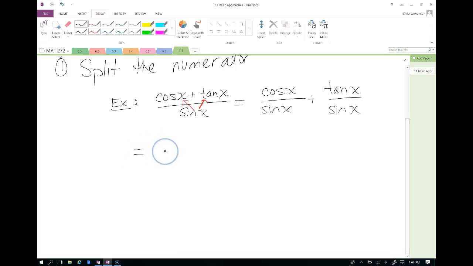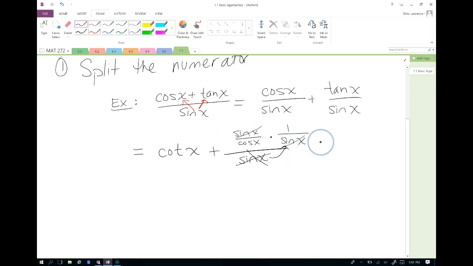So cosine over sine, that is equal to cotangent. Tangent over sine might be a little bit more difficult because we're going to have to think of tangent as sine over cosine, and then the whole thing is divided by sine. Instead of dividing by sine, we can bring it up and multiply by 1 over sine. Dividing is the same as multiplying by the reciprocal. And then we'll see that those sines will cancel. So this just ends up as 1 over cosine. But 1 over cosine is itself a different trig function. We could write that as secant.